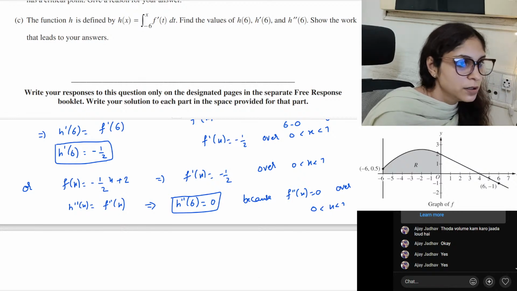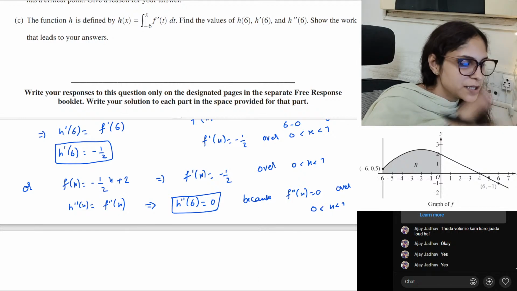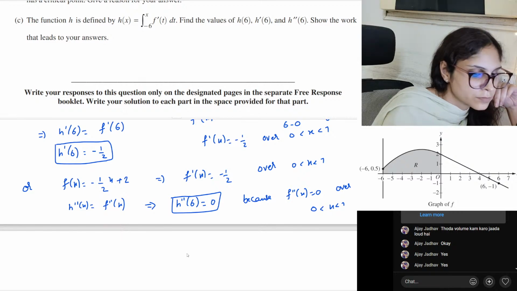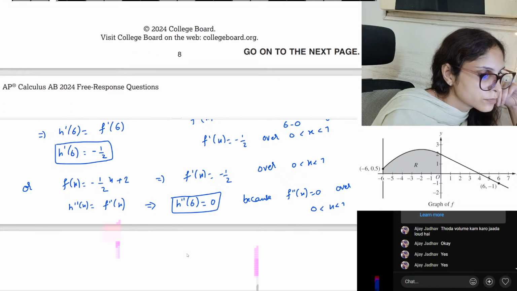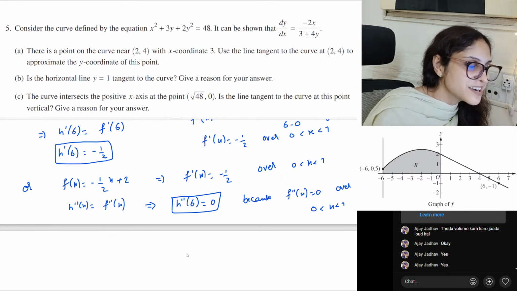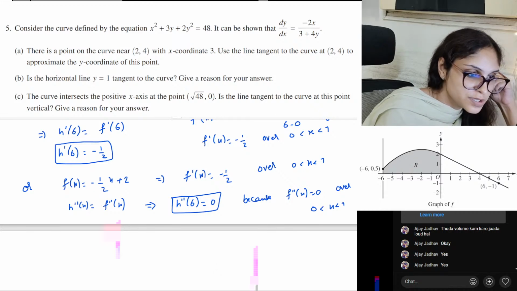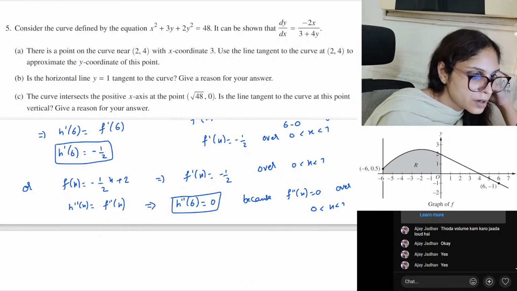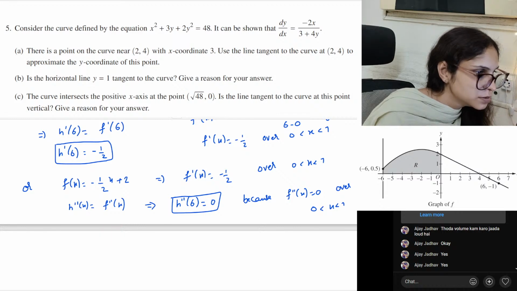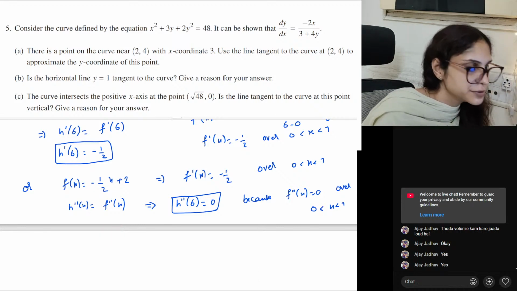Now we'll go to the next question, that is question number 3. Question number 5, third question, because the question started from the third question. So question number 3 over here is question number 5. And now I don't need this graph, so I will just get rid of it.